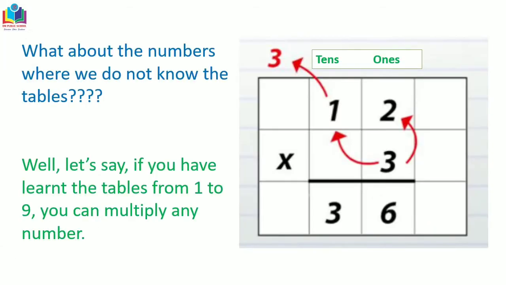But what about the numbers where we do not know the tables? There are many numbers, big numbers, whose tables we might not remember at all. Well, let's just say, as your teacher always tells you, that if you learn the tables from 1 to 9, you can multiply any number.